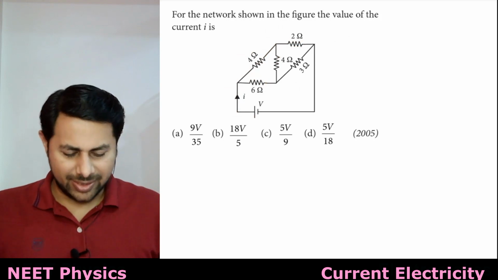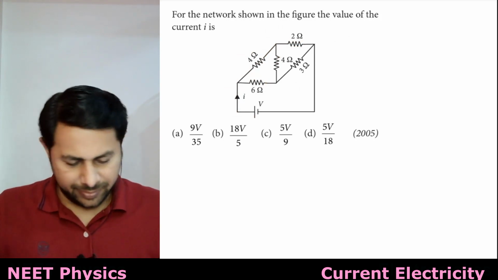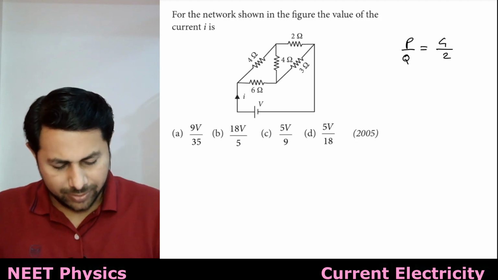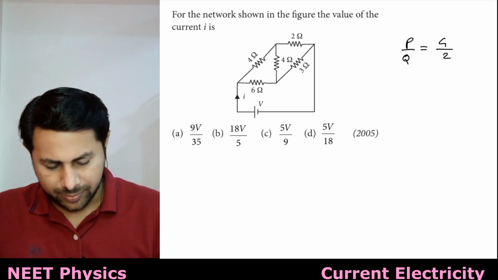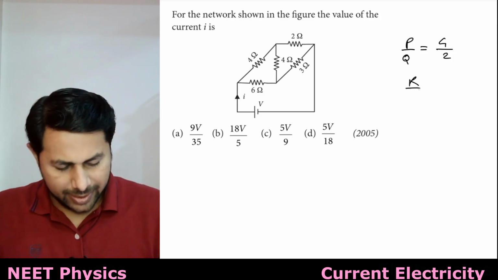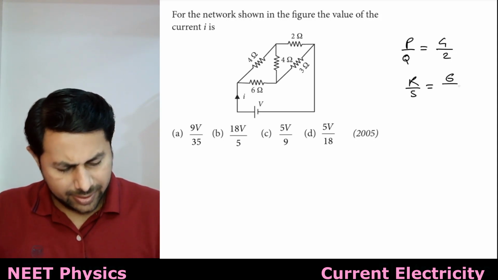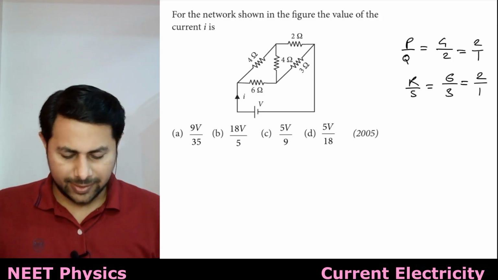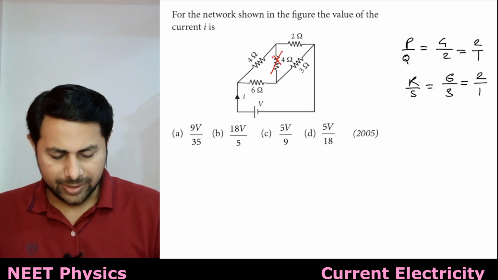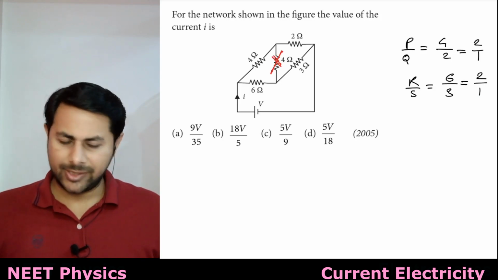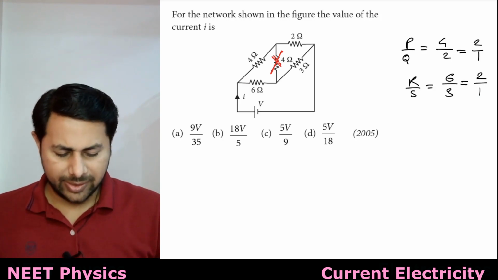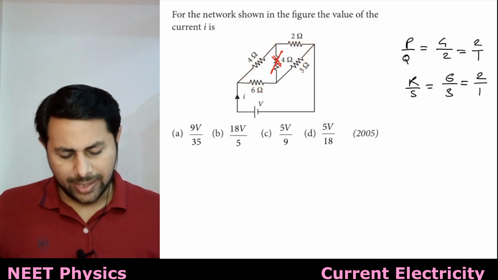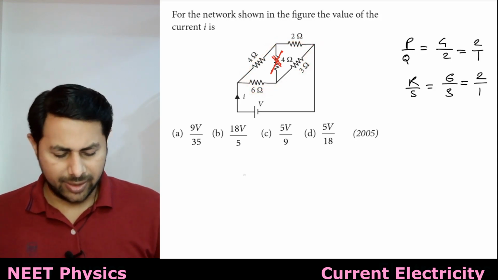But let's check whether this one is balanced or not. So we have P by Q is equal to 4 by 2, and R by S is equal to 6 by 3. So this is 2 by 1, and this is also 2:1. So it is balanced, which means this is an ineffective branch. So remove that resistance. What remains is 6 ohm and 9 ohm, that is 6 plus 3. So they are in parallel.